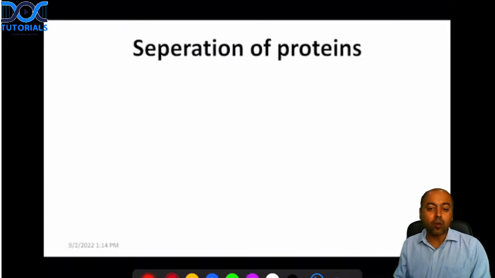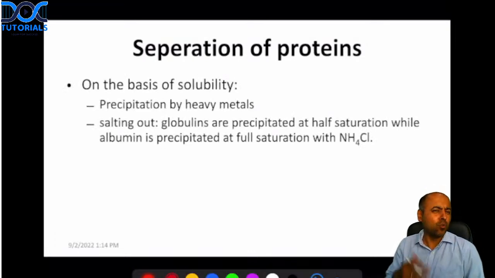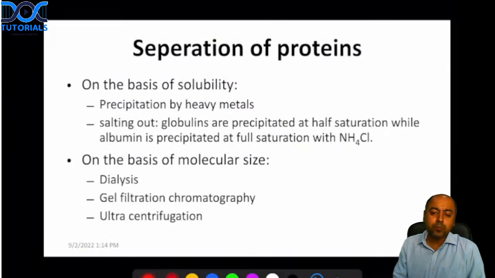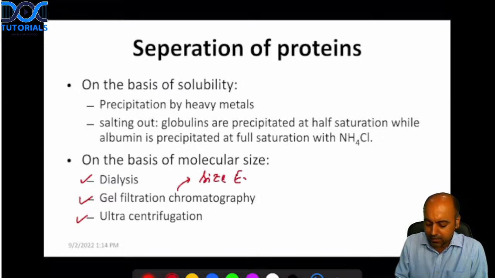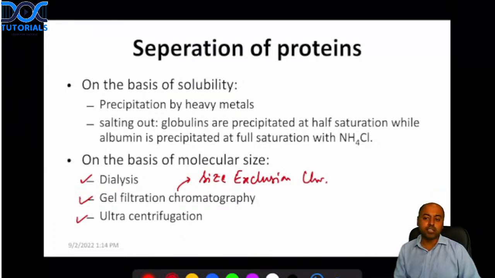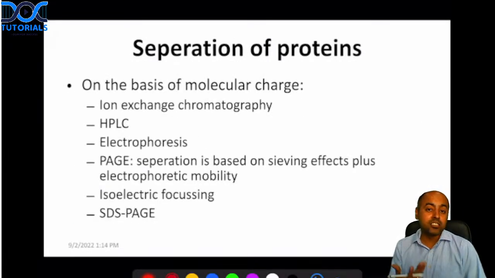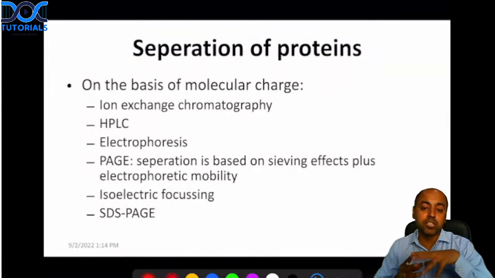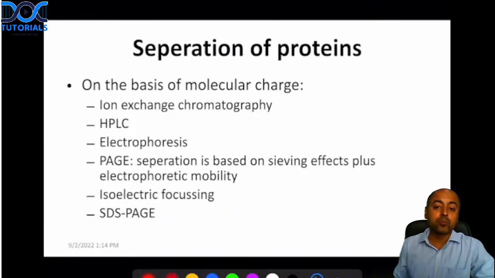Okay, so common techniques for the separation of proteins on the basis of solubility. Old method, not used nowadays. On the basis of molecular size, still being used clinically, are dialysis, gel filtration chromatography, and ultracentrifugation. Gel filtration chromatography is also known as the size exclusion chromatography. Then we have on the basis of molecular charge. This is the more commonly used method for separation of protein. Basically different types of the electrophoresis. All of this will come under the separation of protein on the basis of charge.